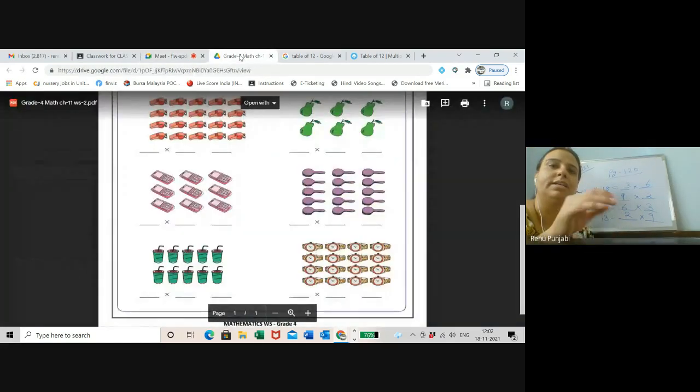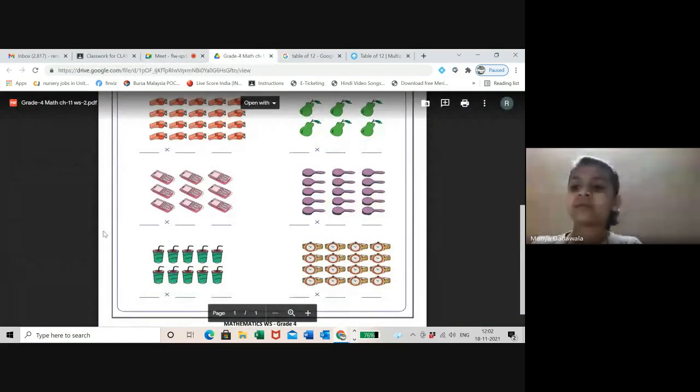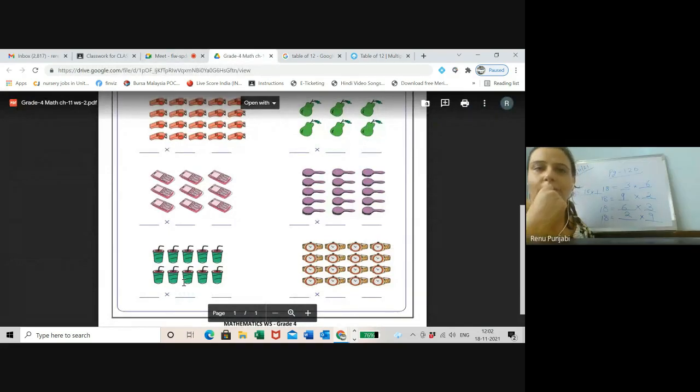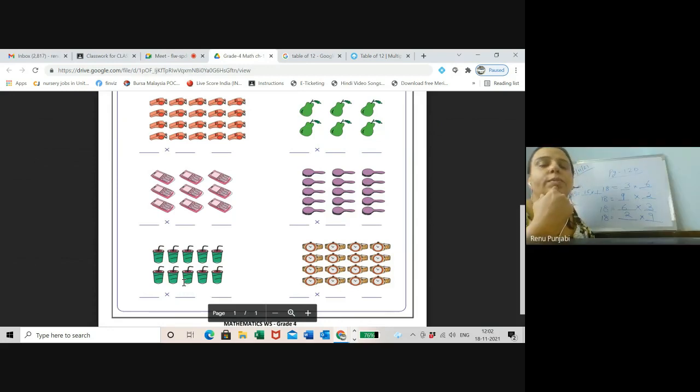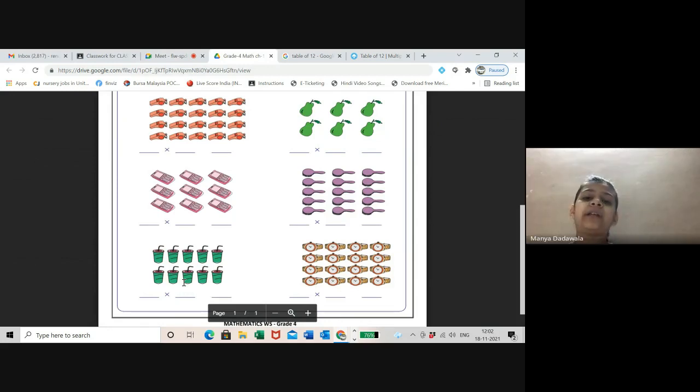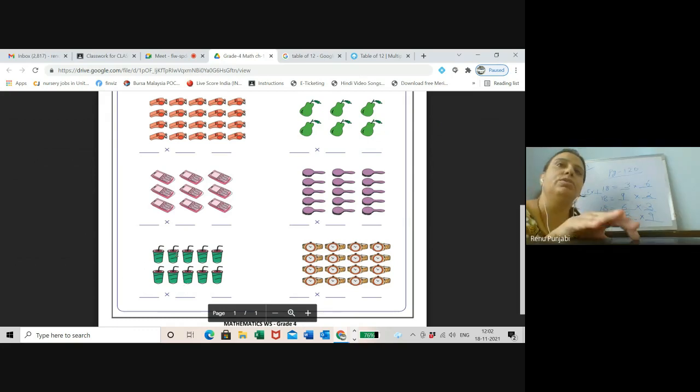Yes, Manya. Next about this one. Use glasses. Ma'am, 2 rows and 5 columns. Yes. So what will be the multiplied answer? 2 by 5 is equal to 10. Yes. I will go to the next child.